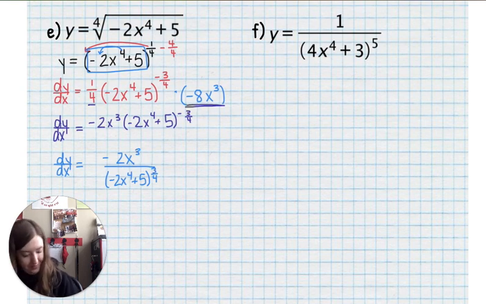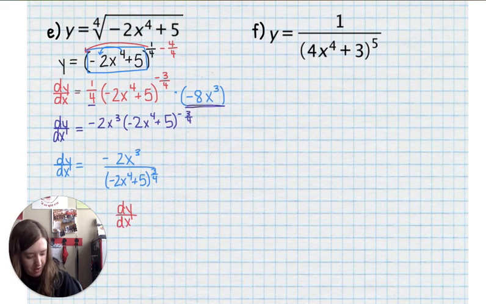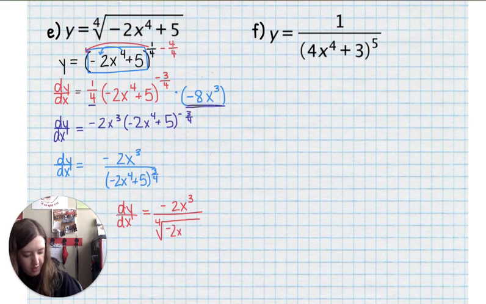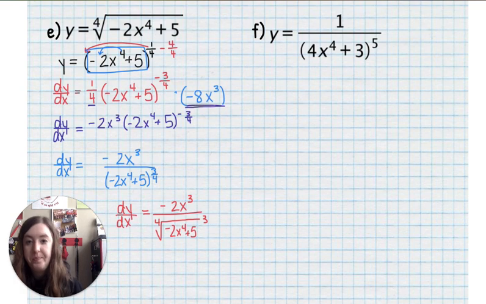Or, I'm going to move it over a little bit more. Cool. We could turn that guy back into a root, or a radical, I'm sorry. So we would have the 4th root of negative 2x to the 4th plus 5, and that whole thing will be cubed. Cool. Let's go ahead and try that last one.